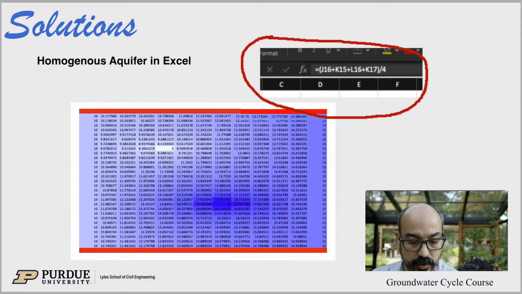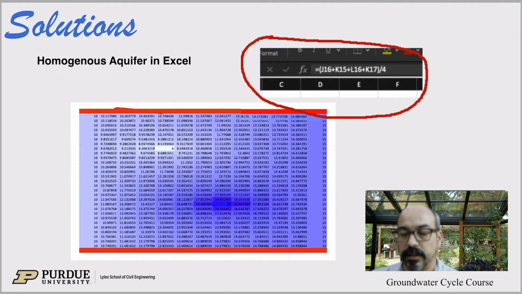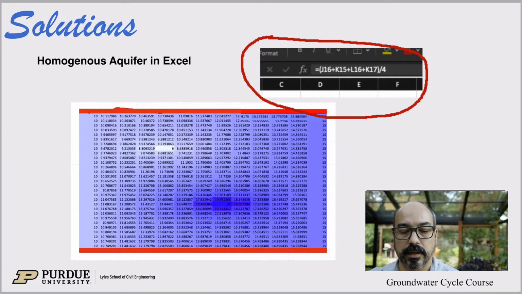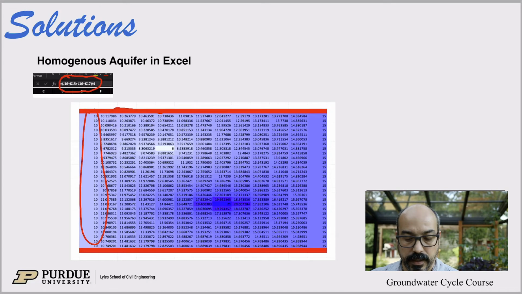Obviously we have no flux boundaries at the top and at the bottom. That big red line means there's no water going from the top down or from the bottom up. And on the left and on the right, we have 10 here and 15 at the high side.